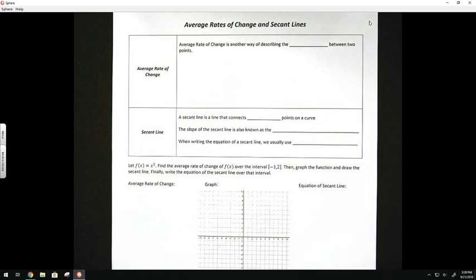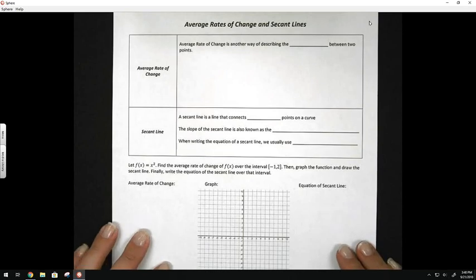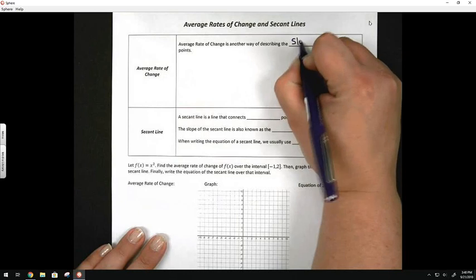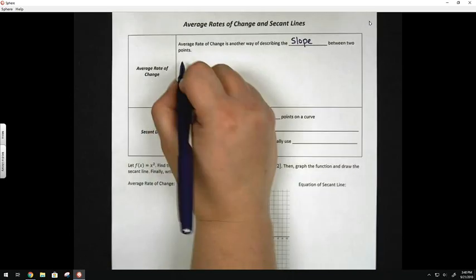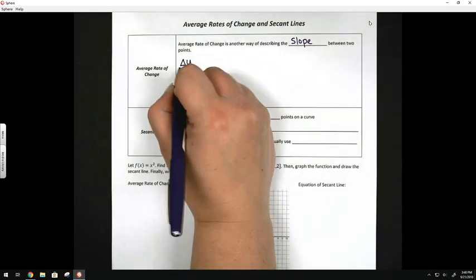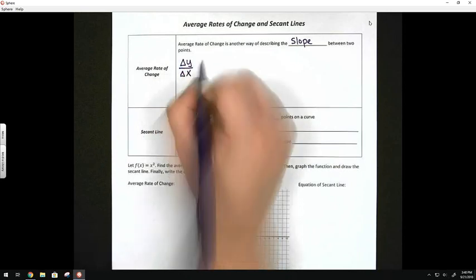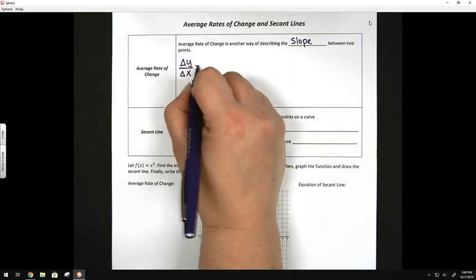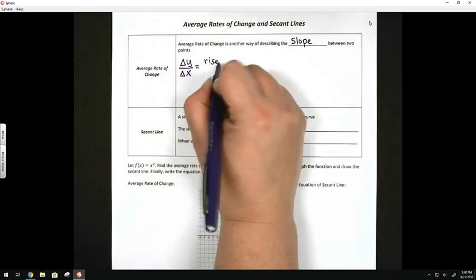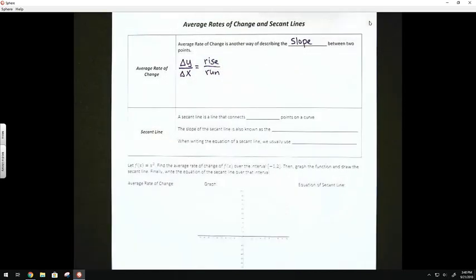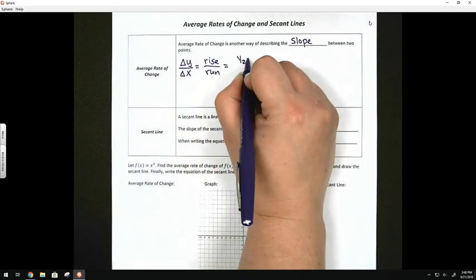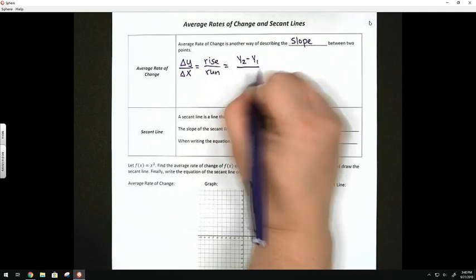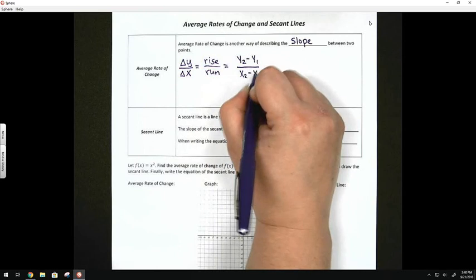So we're going to start out by talking about what average rate of change actually is. The average rate of change is just a fancy way of describing the slope between 2 points. And you guys all definitely know what slope is. We usually say that it's the change in y over the change in x, or we call it the rise over the run. And back in algebra, you guys would find this slope by doing y2 minus y1 over x2 minus x1.